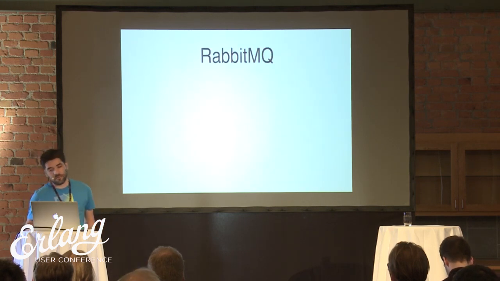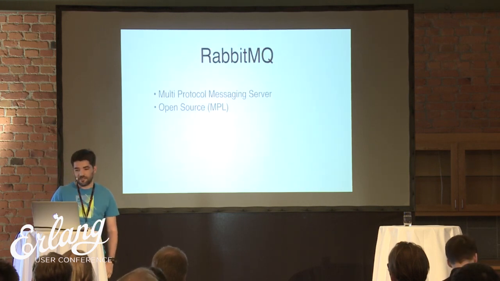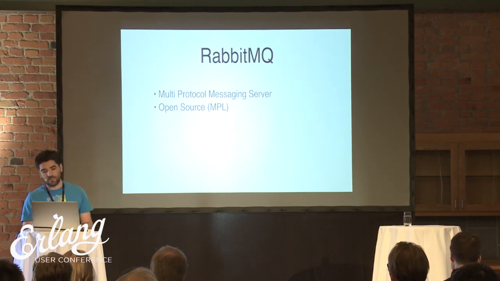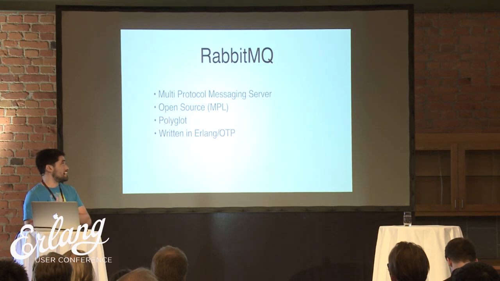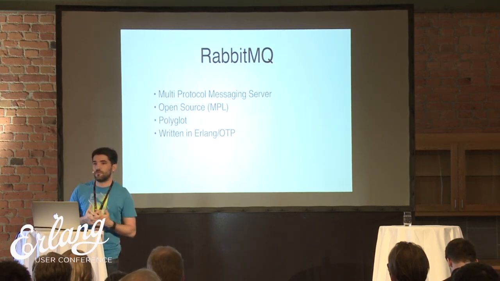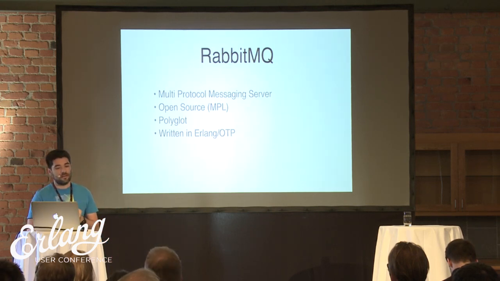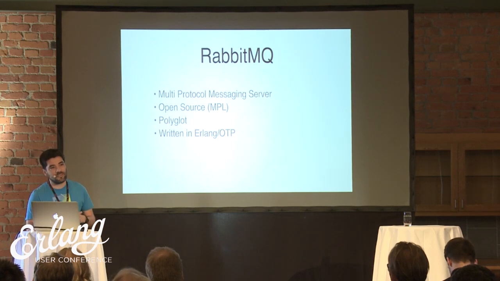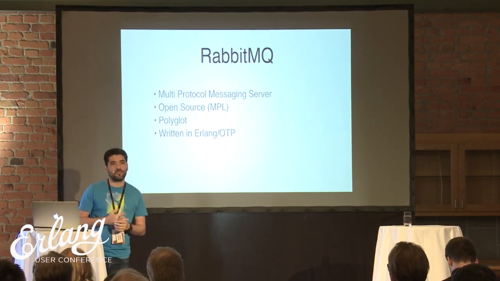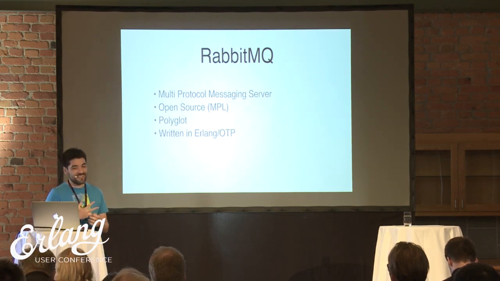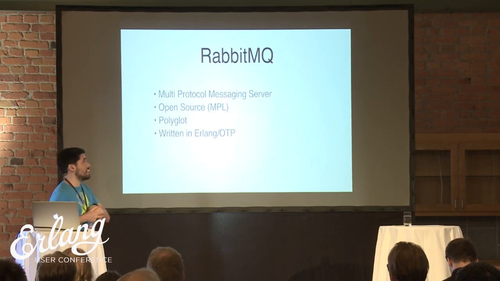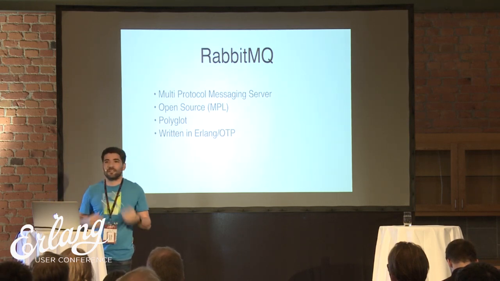So what is RabbitMQ? It's a multi-protocol messaging server. It's open source under the Mozilla Public License. It's polyglot in many senses, because now you can also write Elixir plugins for Rabbit, besides using clients in many languages. And everybody knows in the Erlang community that if you are not doing Elixir, you are not cool anymore. So then it's written in Erlang, that, okay, here is kind of, yeah, whatever.